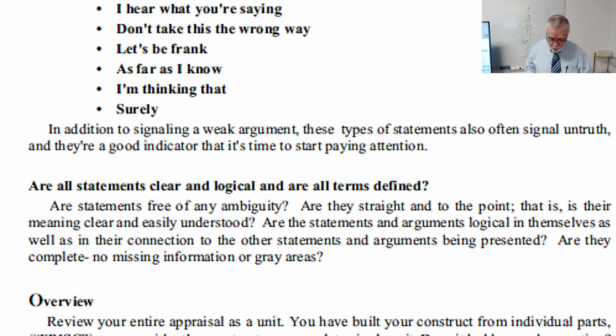In addition to signaling a weak argument, these types of statements also often signal untruth. And they're a good indicator that it's time to start paying attention. When someone says, well, to be honest, your attention ought to automatically just focus. Often signal untruth? Yeah. Untruth. To tell you the truth could be signaling an untruth, at least a weak argument. So instead of a truth, it's an untruth. And we're going to stop there.